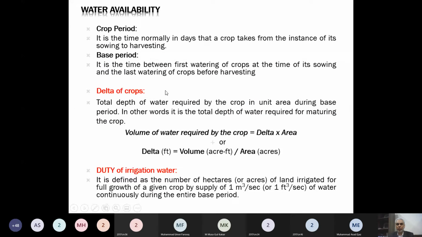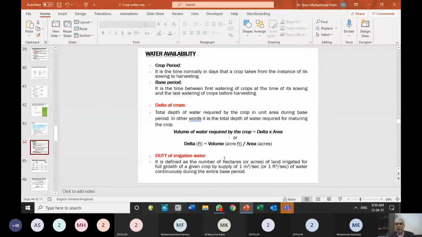Some more definitions you need to understand: crop period, base period. We have discussed this previously also. The total quantity of water which is required by the crop during the whole base period, we use the term delta for that. There is another term called duty. Duty is how much area can be irrigated by a continuous supply of 1 cubic meter per second of water for the whole base period.